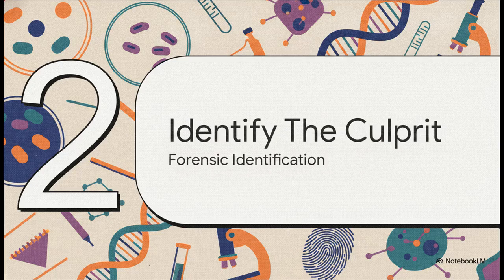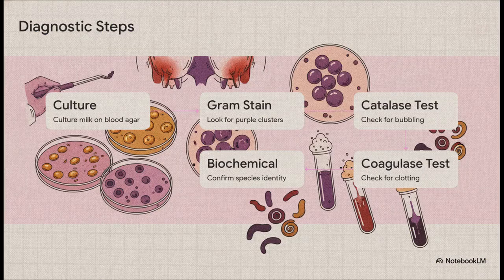Section 2. Identifying the culprit. Forensic identification. So, how do we definitively nail down this specific suspect in the lab? If a cow has mastitis, that udder inflammation we talked about, you grab an aseptic milk sample and run it through a very precise sequence.